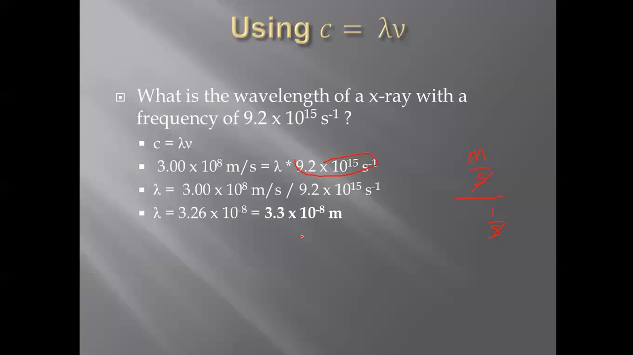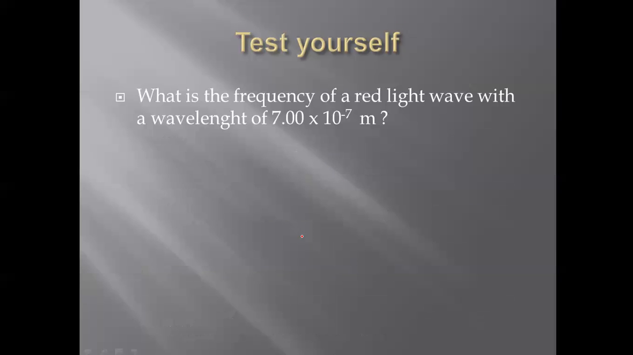Okay, so there are two example problems. If anything's unclear to you, pop back, watch them again, and look at the video to make sure you're using your calculator correctly if that seems to be the issue. But what we're going to do at this time is try one on your own. What is the frequency of a red light wave with a wavelength of 7 times 10 to the negative 7th meters? So please pause the video at this point, work through this problem, and make sure you can get to the correct answer.